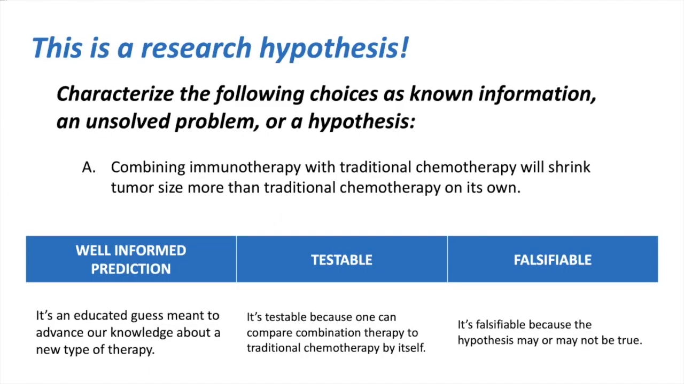And that leaves us with A as our research hypothesis. Combining immunotherapy with traditional chemotherapy will shrink tumor size more than traditional chemotherapy on its own. It's a well-informed prediction meant to advance our knowledge about a new type of therapy. Here, we do not have an if-then statement like we did in previous examples, but it still makes it a well-informed prediction, so it's a good hypothesis. It is testable because one can set up experiments or clinical trials to test combination therapy with traditional chemotherapy. And finally, it's falsifiable because combination therapy may or may not be beneficial compared to traditional chemotherapy.